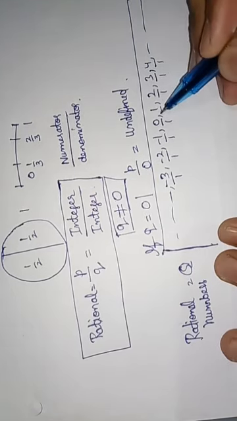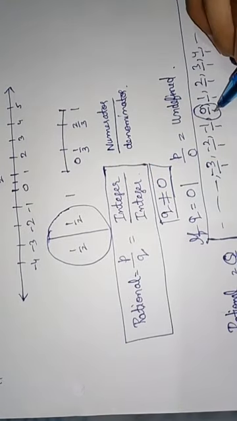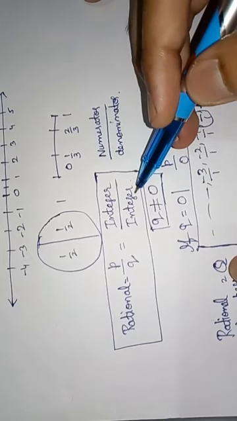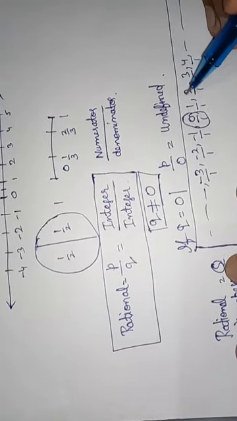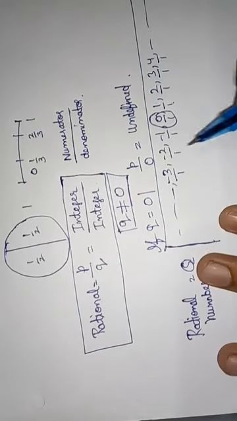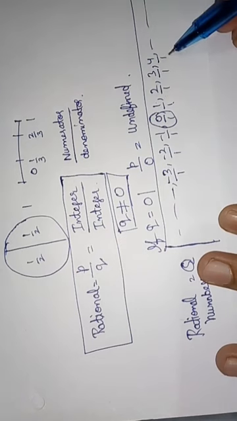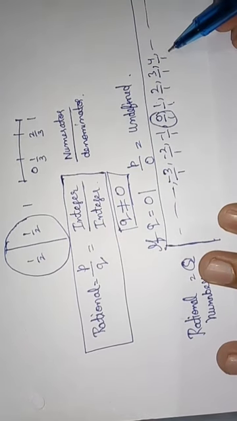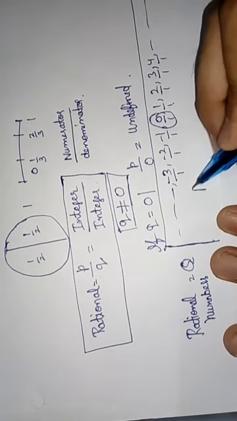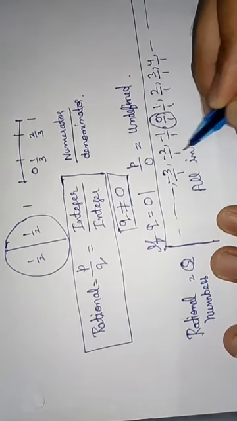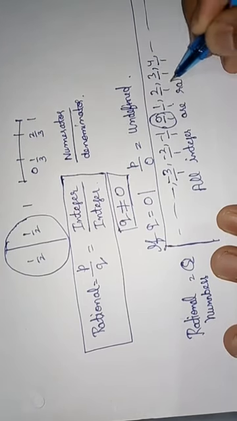But now they are of which form? I told you to keep in your mind that these numbers are now in the form of integer upon integer. 0 upon 1, 0 is also an integer, 1 is also an integer. Now it means all these integers we can express in the form of rational numbers. So what does it mean? It means all integers are rational numbers.